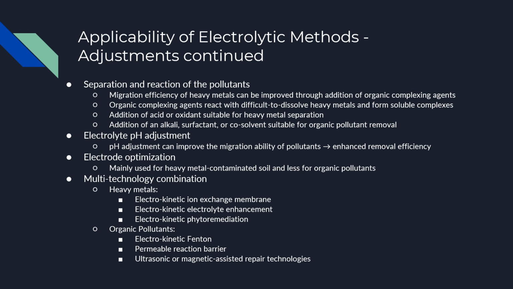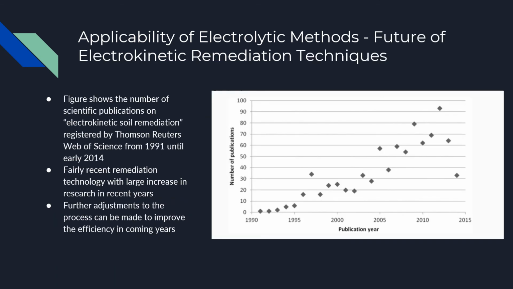So for heavy metals as your contaminant, some technologies that can be used are the electrokinetic ion exchange membrane, the electrokinetic electrolyte enhancement, and the electrokinetic phytoremediation. When you have organic pollutants as your contaminant, the multi-technology combinations that could take place are the electrokinetic Fenton method, the permeable reactive barrier, and finally the ultrasonic or magnetic assisted repair technologies.